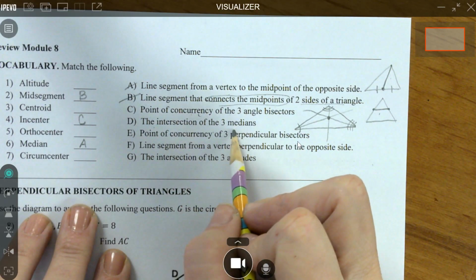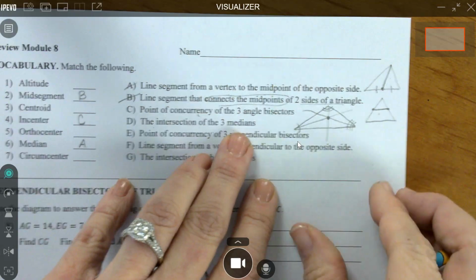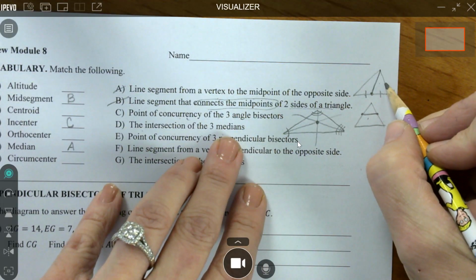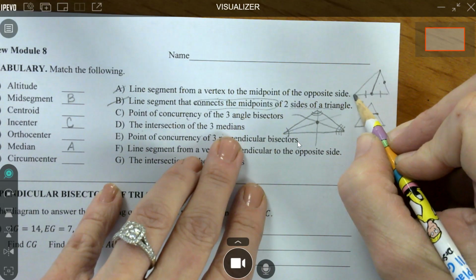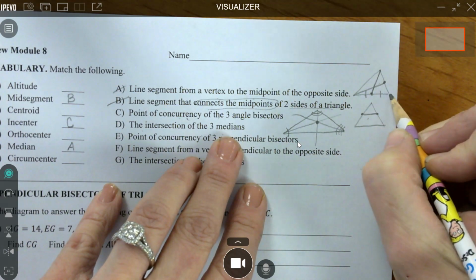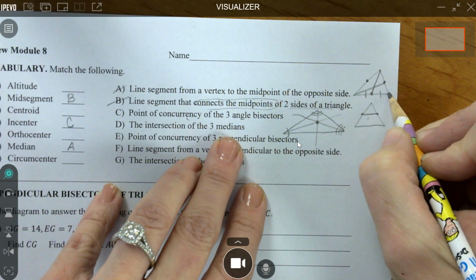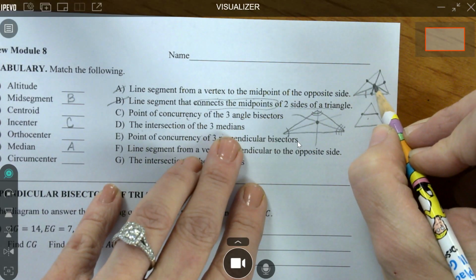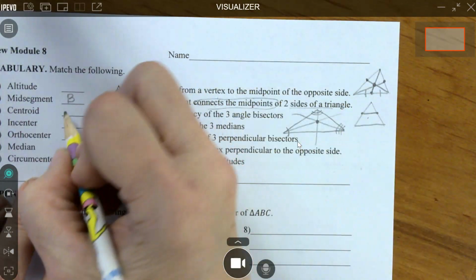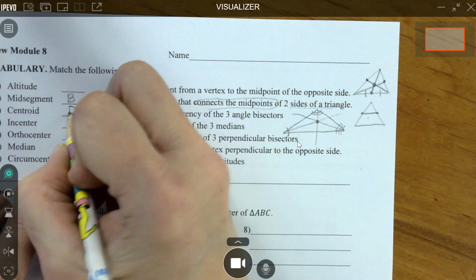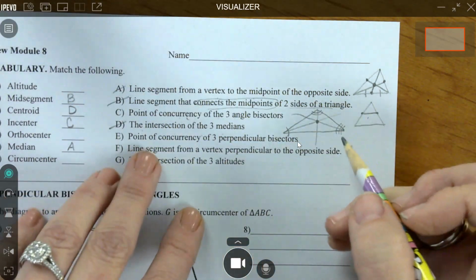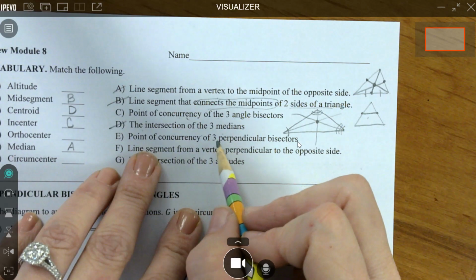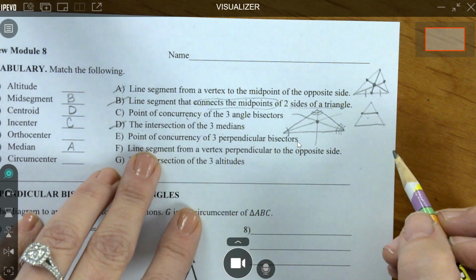Intersection of 3 medians. Well, I've already drawn 1 median, so I'm going to come back up here. Here's a midpoint, go there. Here's a midpoint, and go there. So 3 medians, where they intersect is the centroid. So D is centroid.